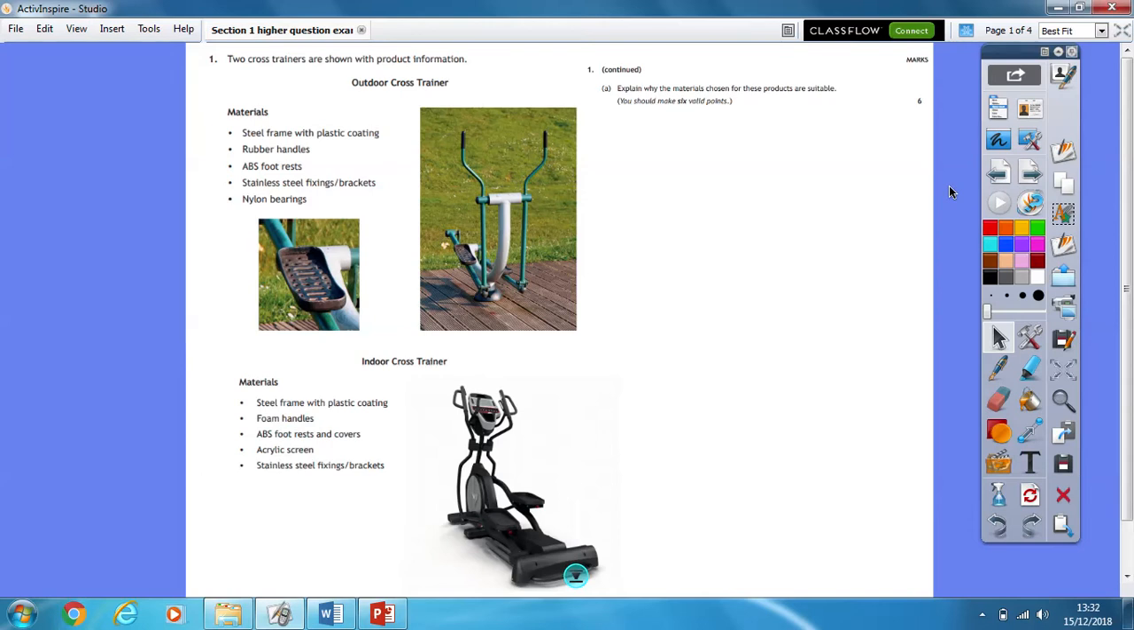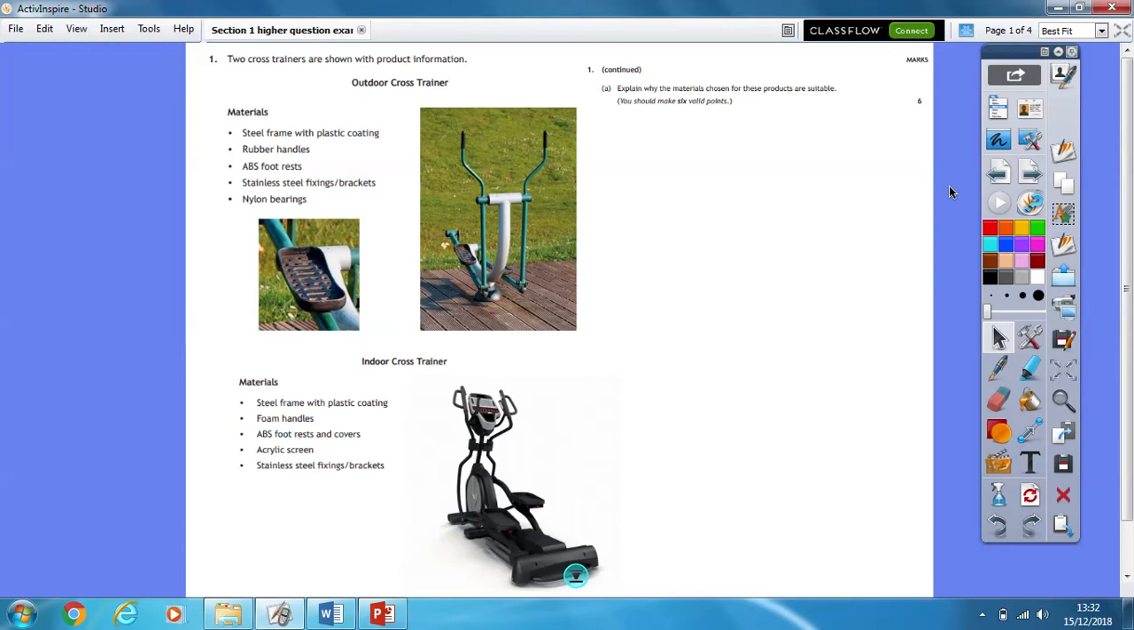What we have is two cross trainers. We've got an outdoor cross trainer and we've got an indoor cross trainer. So straight away, there might be slight differences in terms of the properties of the material because of the fact that they're used in different environments. So the outdoor cross trainer is made from steel frame with plastic coating, has rubber handles, ABS footrest, stainless steel fixings and brackets, and nylon bearings. The indoor cross trainer has a steel frame as well with plastic coating, foam handles, ABS footrests and covers, acrylic screen, and stainless steel fixings and brackets.